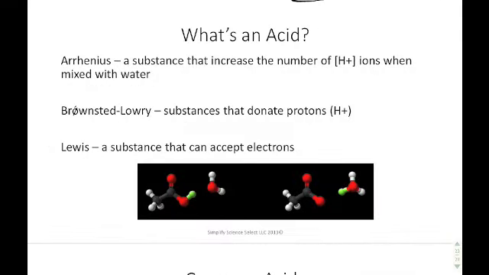The last part of this presentation is to give you an introduction into acids. So the first thing we want to do is ask, what is an acid? And it depends on who you ask. The first definition we had was the Arrhenius one, which says that it's a substance that increases the amount of H plus ions when mixed in water.